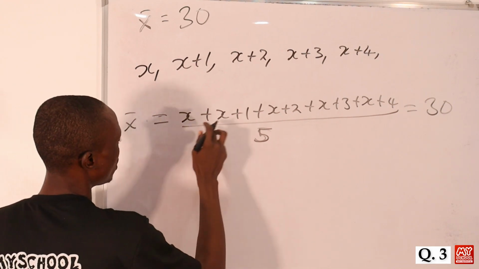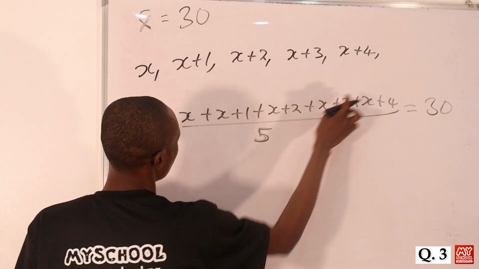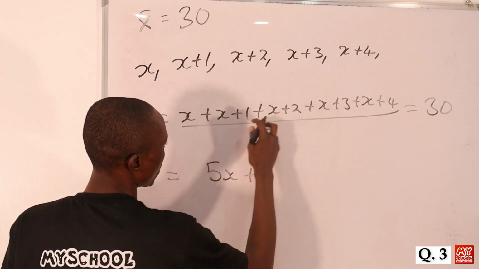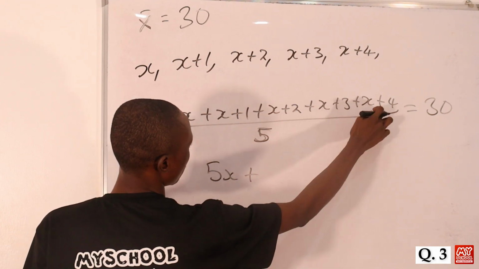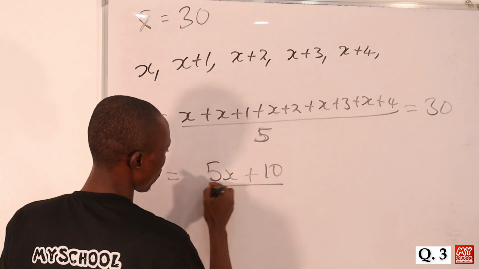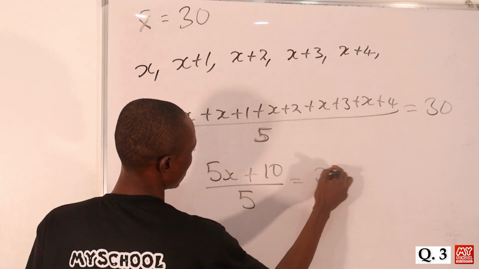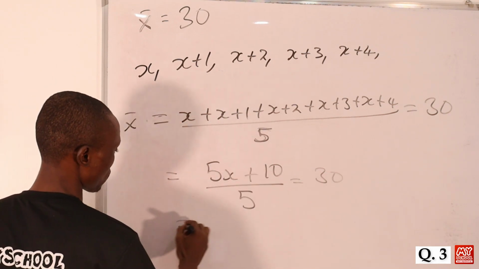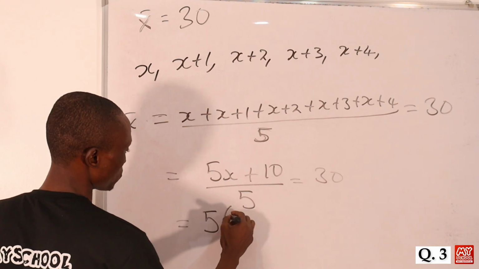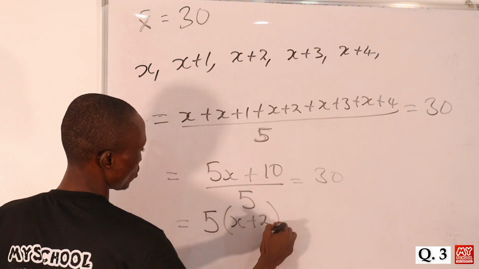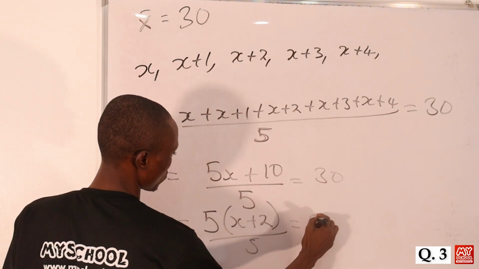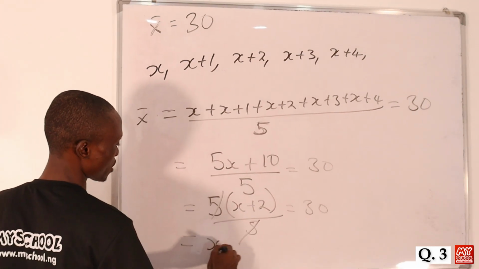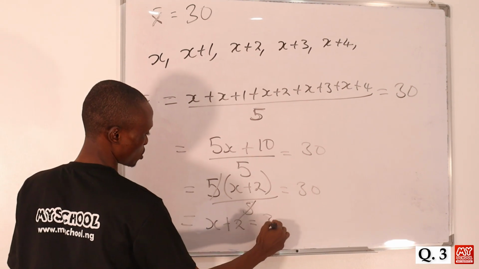So if we add all the x's, 1, 2, 3, 4, 5, we'll have 5x, then plus, if we add these numbers, 1 plus 2 plus 3 plus 4, that will be equal to 10, all over 5 is equal to 30. There's something common here, so we can factor out 5. So here we'll have 5, bracket open, x plus 2, over 5 is equal to 30. Here, 5 can cancel out 5.